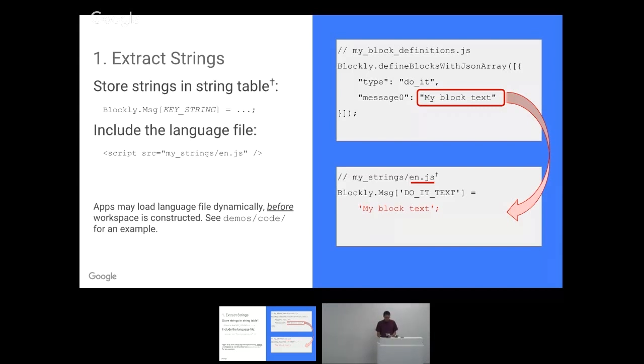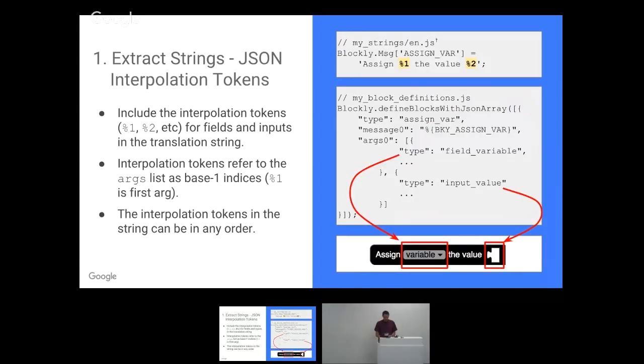So the strings are going to include, in the context of the message text, the interpolation tokens that reference the fields and the inputs of these block definitions. And so here we have the %1 and the %2, and hopefully this is looking familiar. Anyone who's defined their blocks using the JSON format, this is how we get our word ordering. The %1 and the %2 in this case are actually indices into the argument array.